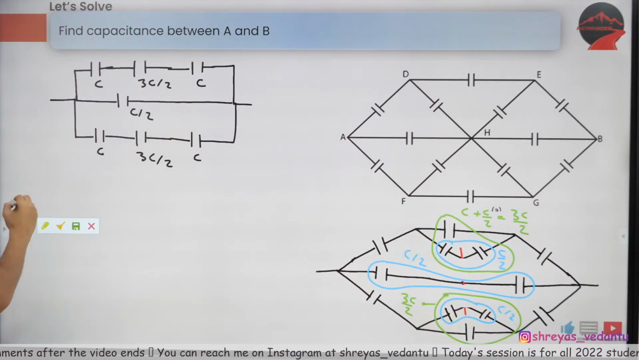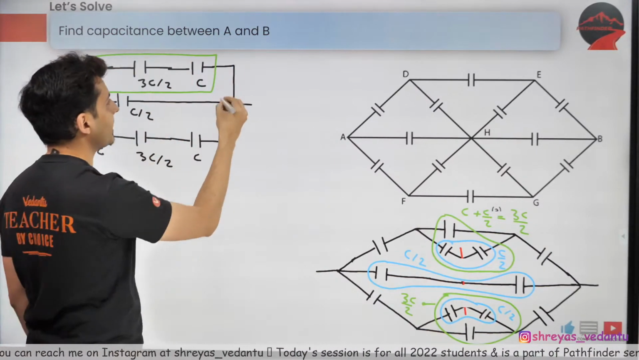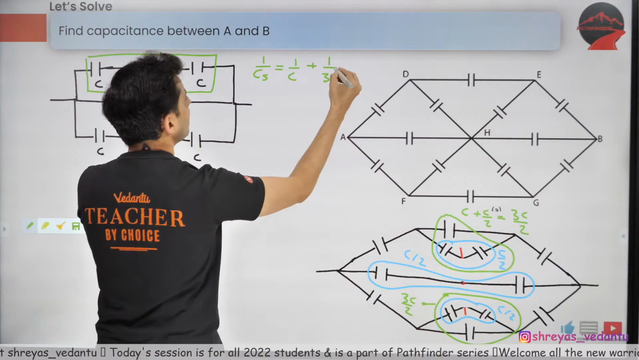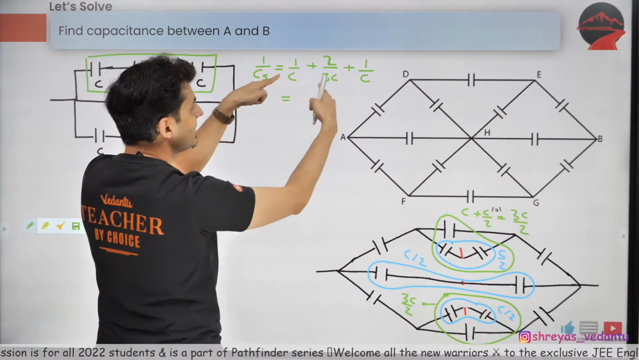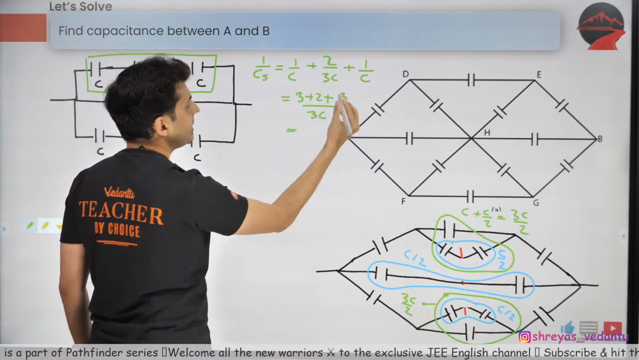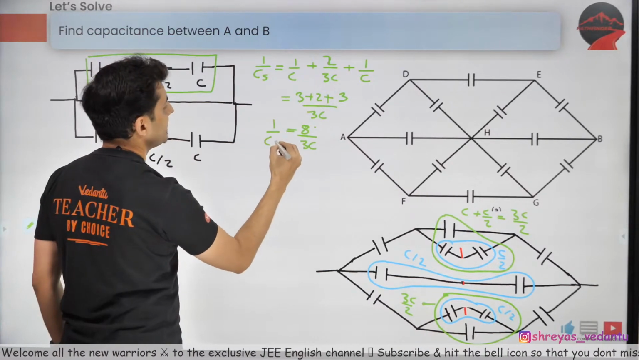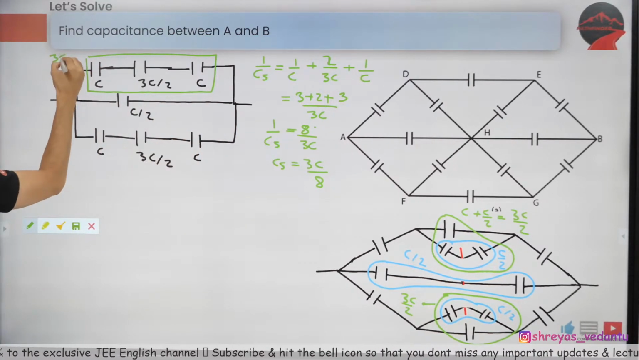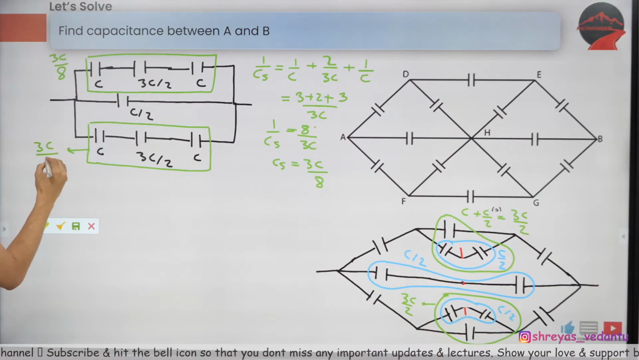Now, just try to solve this one over here. These 3 are in series, so what will be the equivalent capacitance? So 1 by Cs will be 1 by C plus 1 by 3C by 2 plus 1 by C. So LCM, take it as 3C. So 3 plus 2 plus 3 divided by 3C. 3 plus 3 is 6, so it will be 8 divided by 3C. That is 1 by Cs. So Cs will be 3C by 8. So this is nothing but 3C by 8. Obviously, even this one is going to be nothing but 3C by 8.